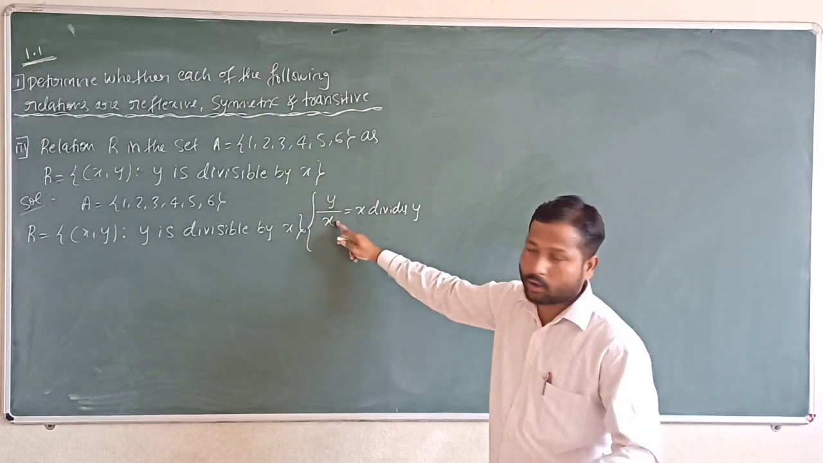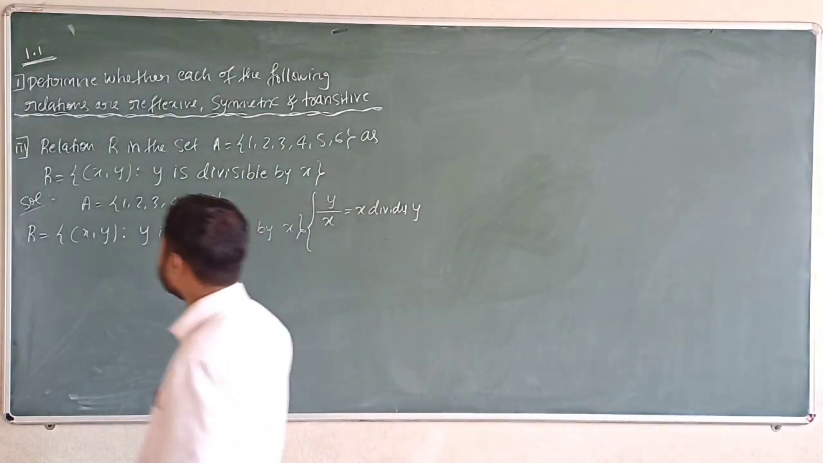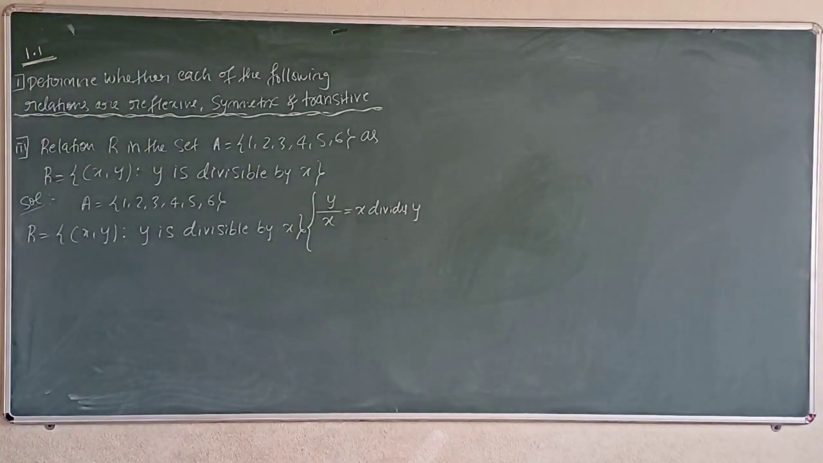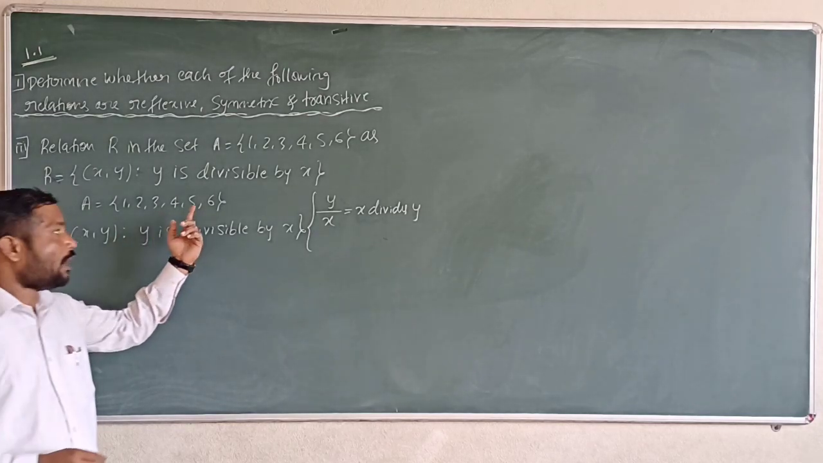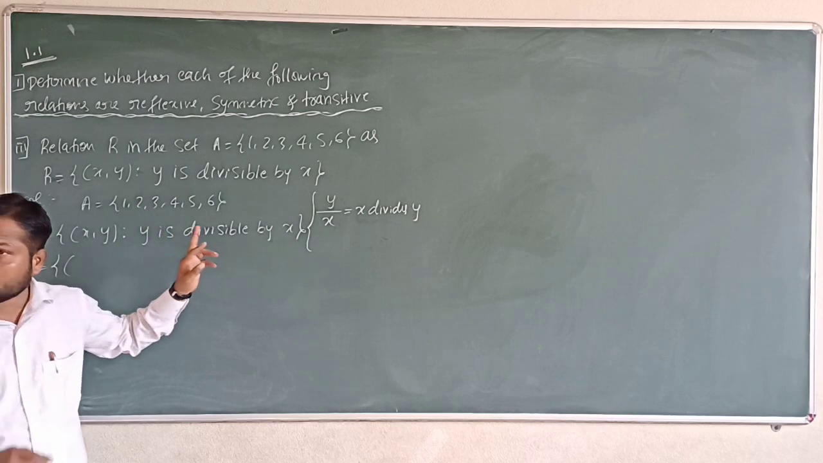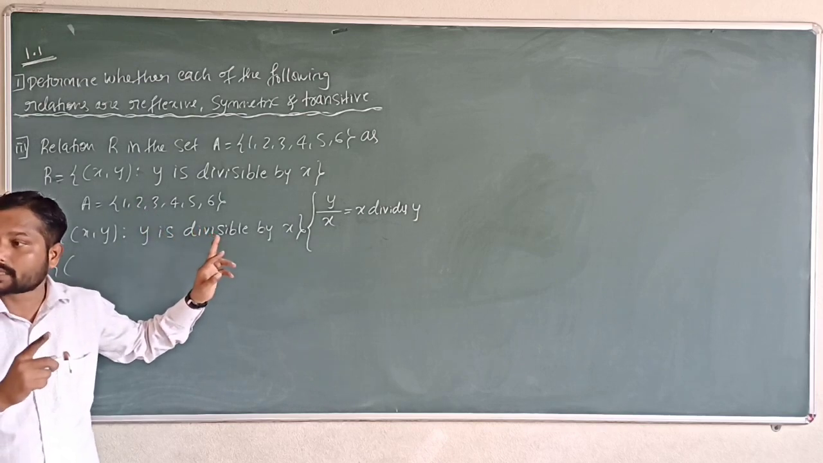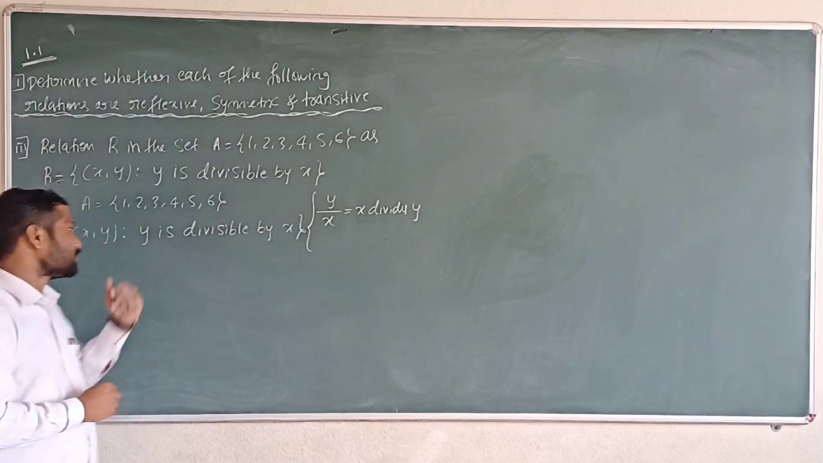Then another form is what here? X divides y now, right? Write down the relation in the roster form now. R equals, now. Okay, we know that the relation is on set A. Set A means how many ordered pairs here? 6 into 6, 36 ordered pairs. In 36 ordered pairs we have to choose this relation's ordered pairs.